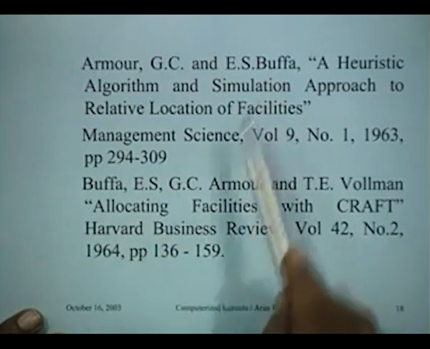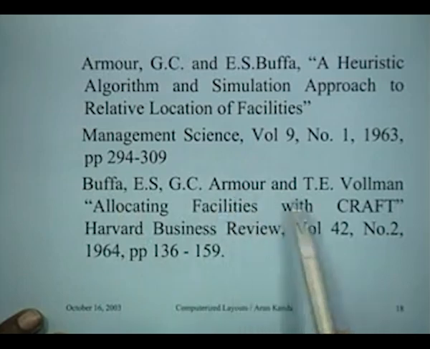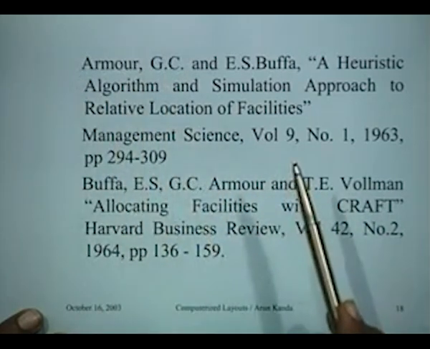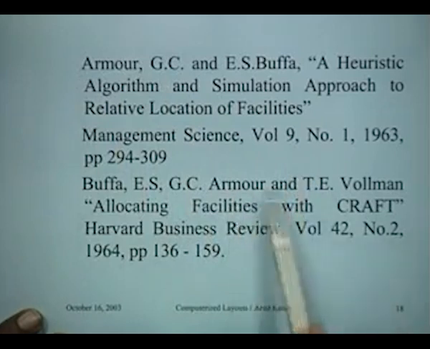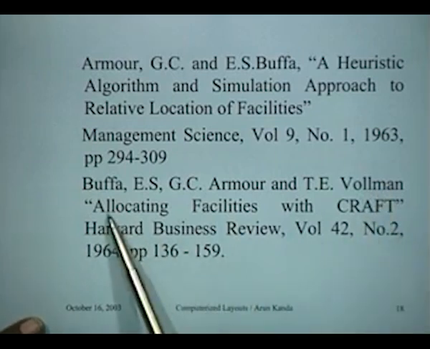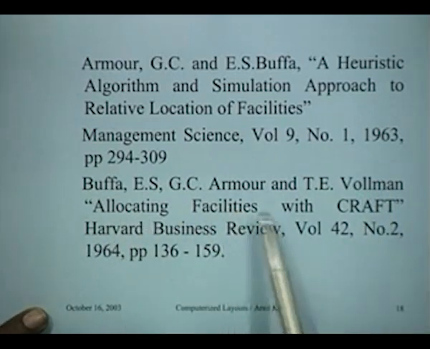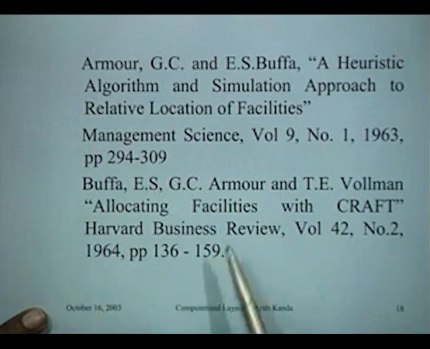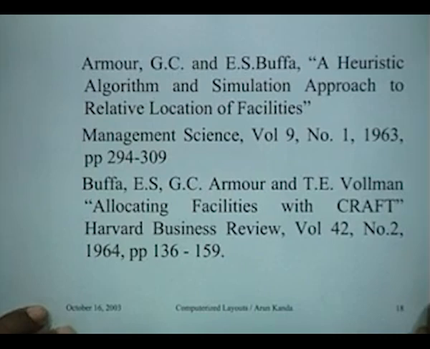And a second paper based on this was by Armour and Vollmann. It's like saying that Armour was the first person who did his BTech with him, and Vollmann in the next batch did that project with him, and he had this paper called Allocating Facilities with CRAFT, published in the Harvard Business Review, volume 42, number 2, 1964, pages 136 to 159. These two papers actually give the details of this particular procedure called CRAFT. Now we look at this procedure.